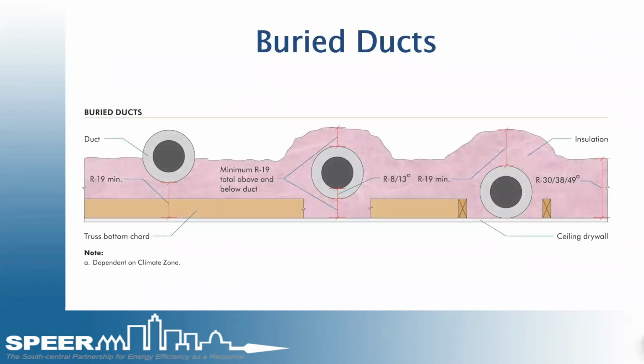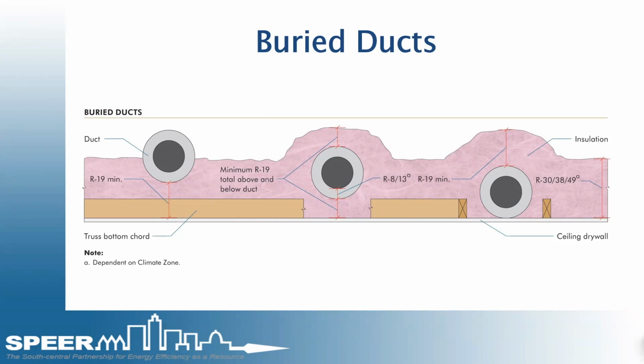Not yet common, but buried ducts are allowed now in the 2018 and 2021 code and beyond. So if you start seeing anyone that does this, there are different ways to do it per climate zone. It's all dependent on the climate zone as to how you have to insulate them, where they have to be placed on the attic floor, and how you have to insulate over the top. So, the three different ones that you see here.